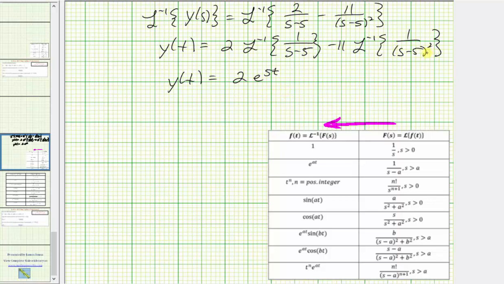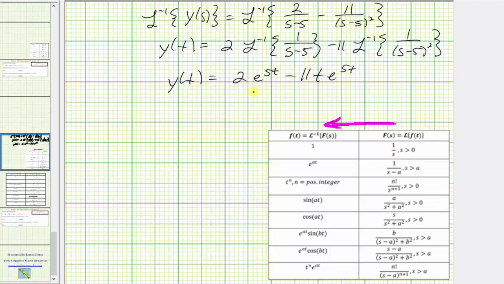Now looking at this inverse Laplace transform, because the denominator is the quantity s minus 5 squared, notice how it fits this last form here, where the denominator is in the form of the quantity s minus a raised to the power of n plus 1. So because this is squared, that means n would have to be 1, since 1 plus 1 is 2, and therefore the numerator must be 1 factorial, which equals 1, which we have, and therefore this fits the form perfectly, again where n equals 1, and therefore the inverse Laplace transform is t to the first times e raised to the power of 5t. So our second term here is minus 11t e to the 5t.